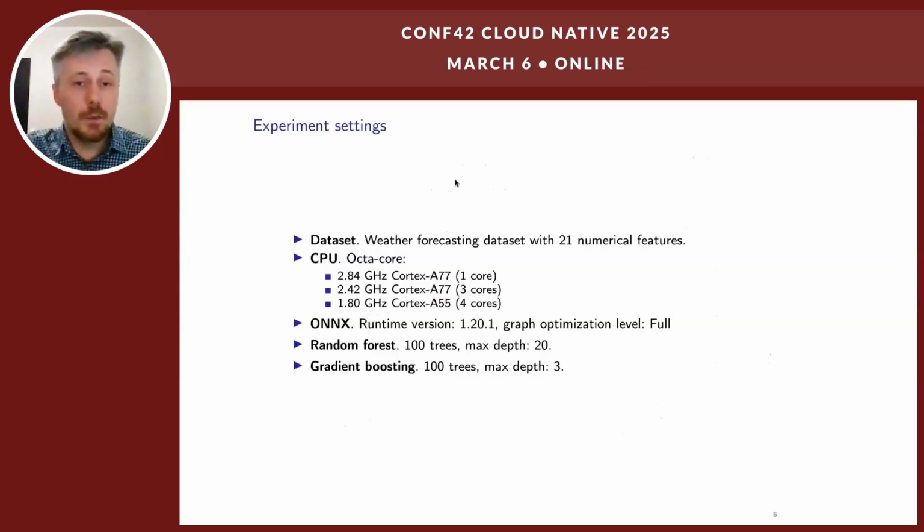We will use a weather forecasting dataset with 21 numerical features, and an octa-core CPU with one very fast core, 3 slower cores, and 4 energy-efficient cores. Our models will have up to 100 decision trees, and they will be processed using ONNX Runtime.